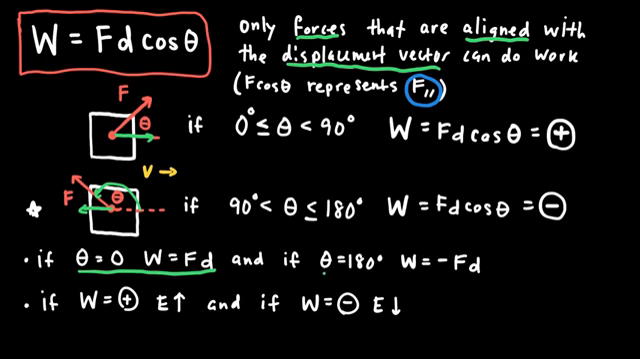And if theta equals 180 degrees, like in the case of friction, the work done is F times d times negative 1, because the cosine of 180 is negative 1, and so the work done is minus F times d, a negative amount of work. And as I've said, if the work is positive, then that means the energy of the object is increasing. And if the work is negative, the energy of the object or the system is decreasing.